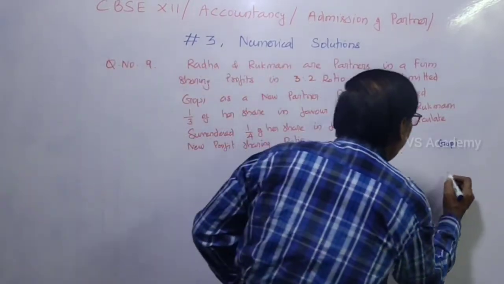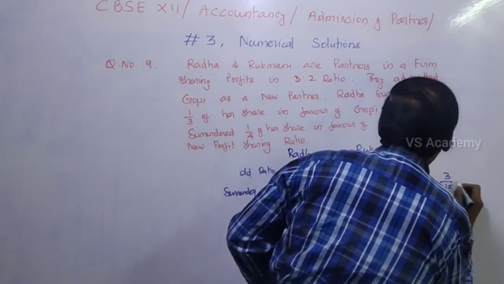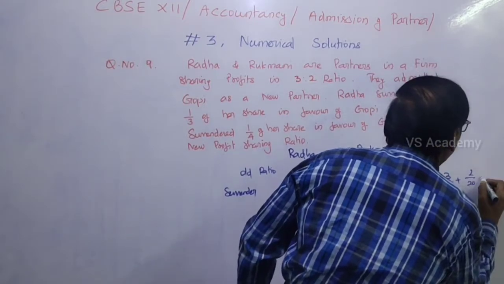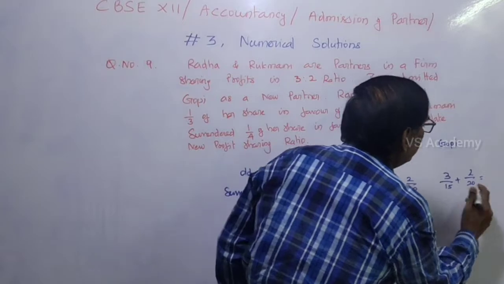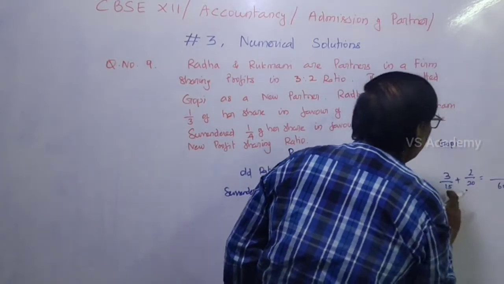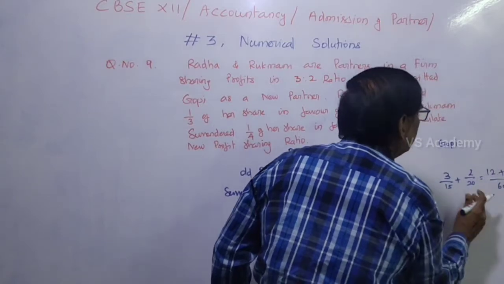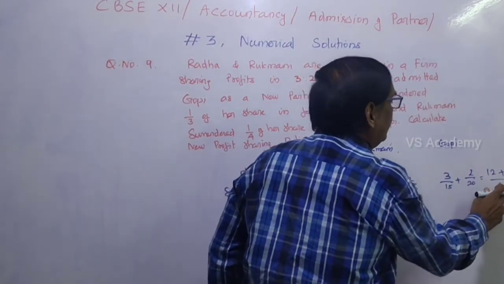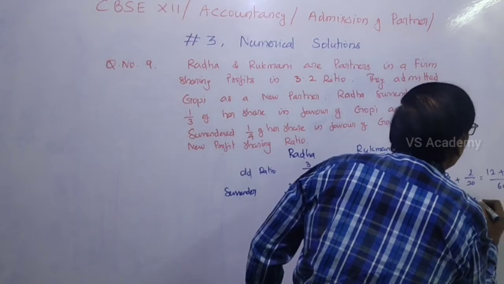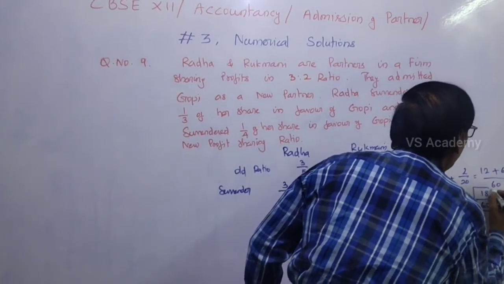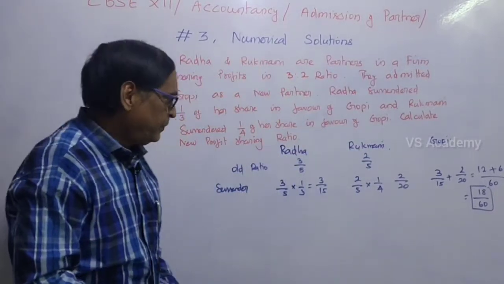So 3/15 plus 2/20. You can take LCM 60 common. So 15 out of 60, 4 times, 4 into 3 is 12, plus 20 out of 60, 3 times, 3 into 2 is 6. So 18 divided by 60. This is the new ratio of Gopi.